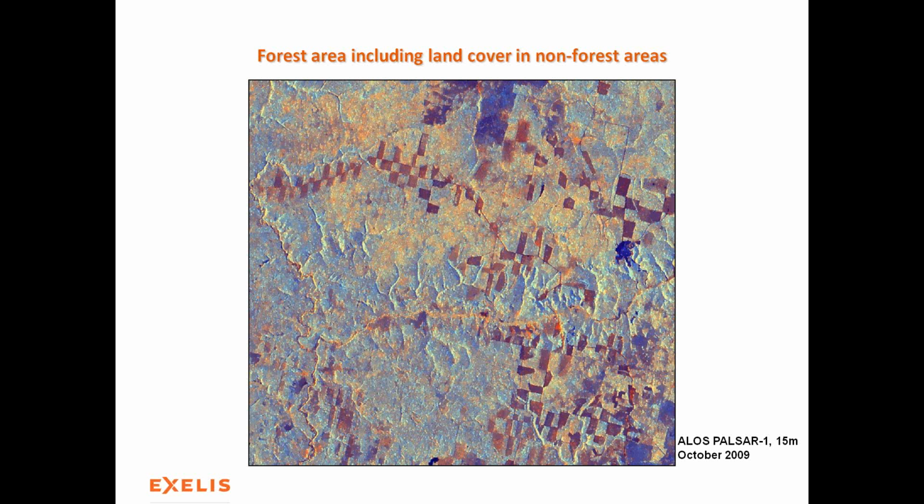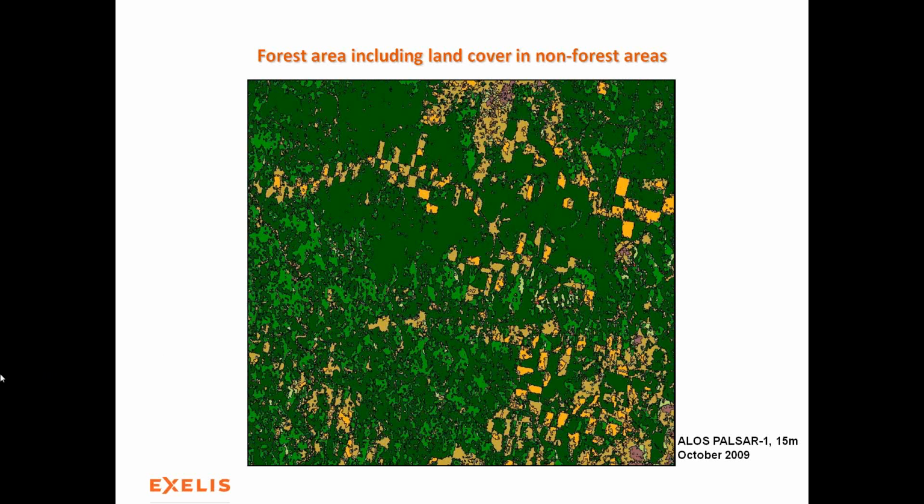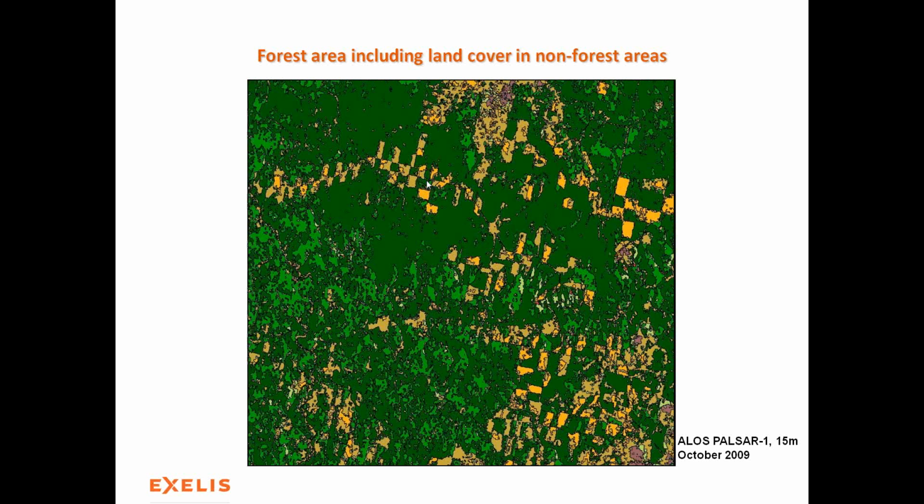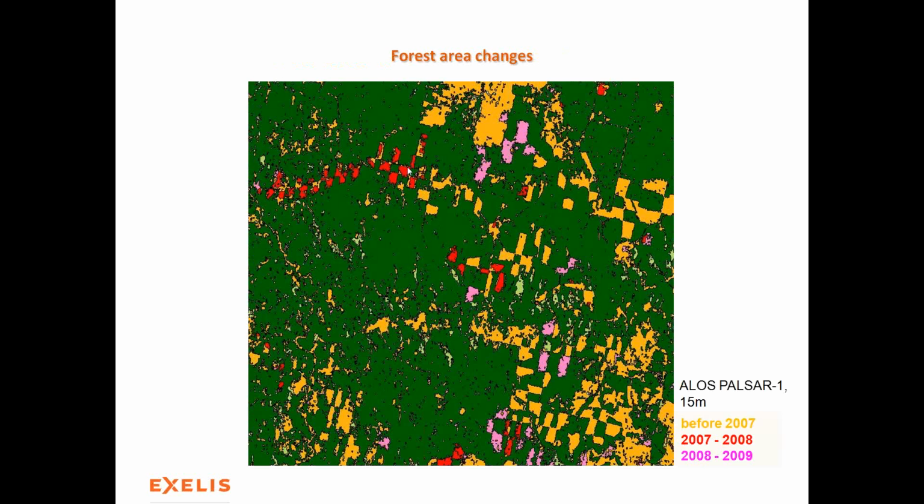And the image shows just how easy it is to detect clear cuts and changes using the L-band ALOS pulsar dataset. You can easily see the taupe and beige areas of the clear cuts. In this case, a temporal sequence of images were used. So they were defined as clear cuts prior to 2007, between 2007 and 2008, and between 2008 and 2009.